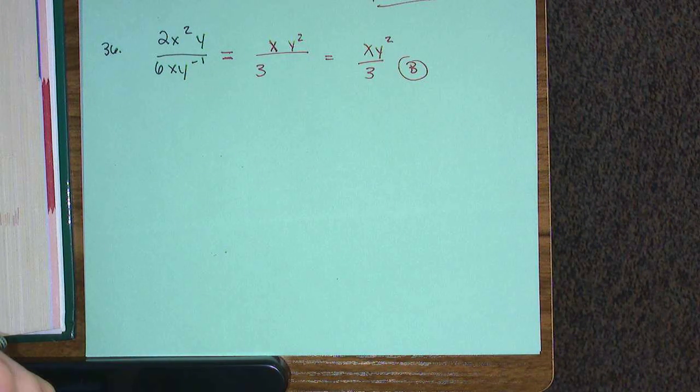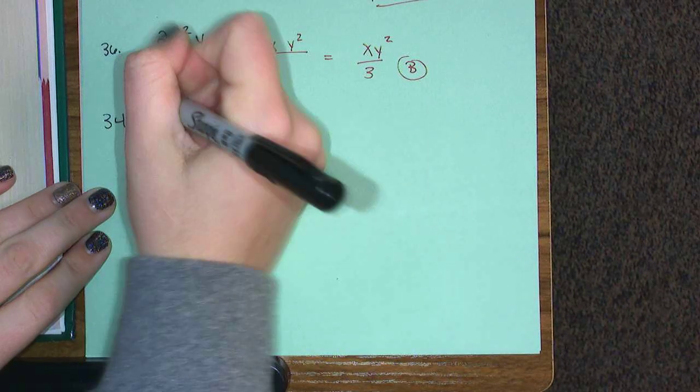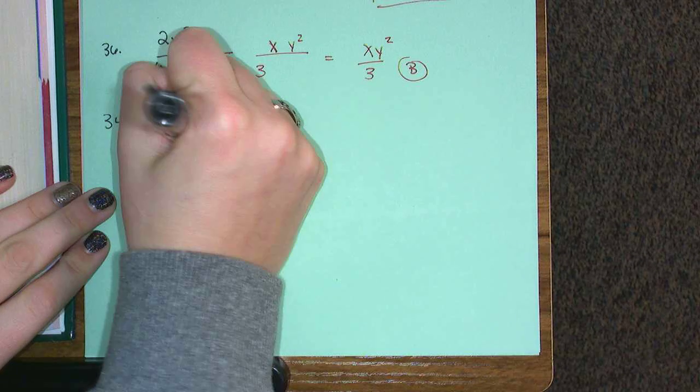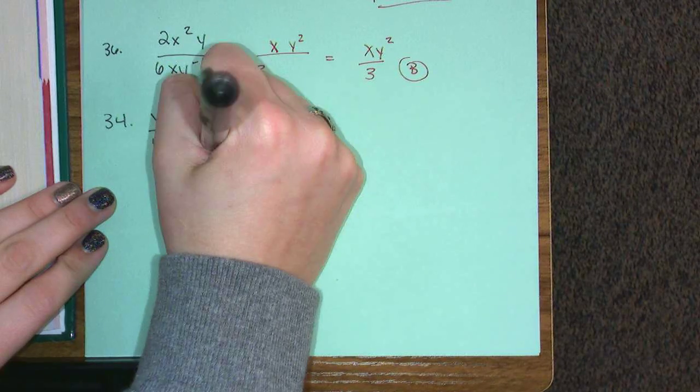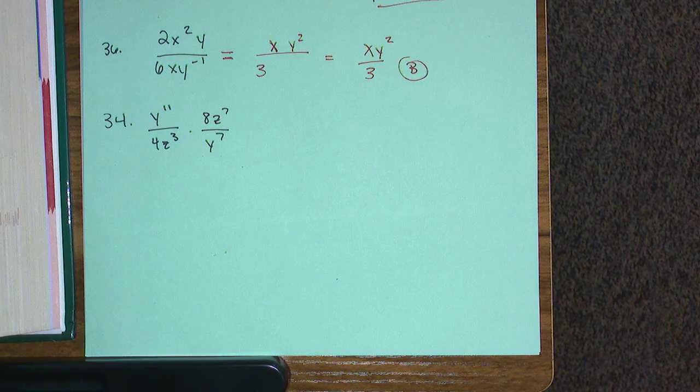Okay, one other problem really quick, and then I'm just going to give you guys problems to work on. 34: y to the 11 over 4z cubed times 8z to the 7 over y to the 7. Okay, it looks like a lot, but this would be a good time to use the method that Joelle was just talking about a minute ago, where you combine everything that goes together. We remember when we're multiplying fractions, you can multiply everything on top, multiply everything on bottom. So I'm going to try to group my numbers together, my y's together, and my z's together.